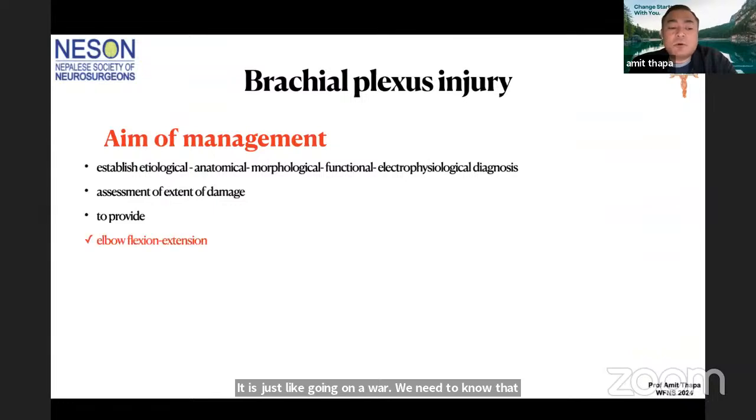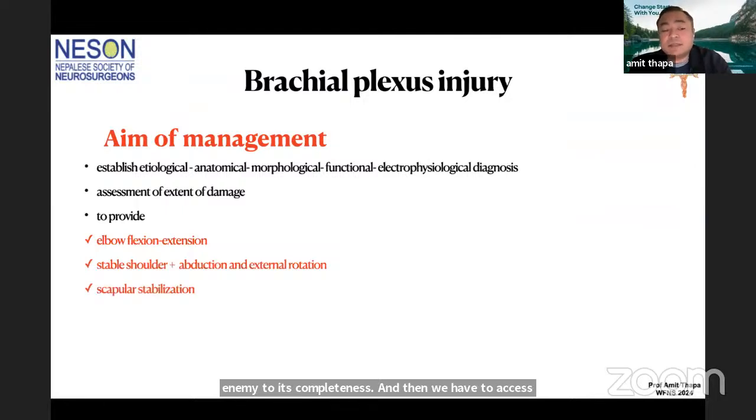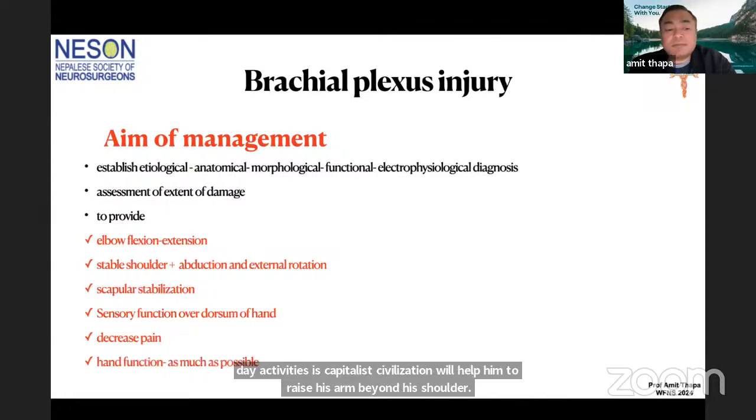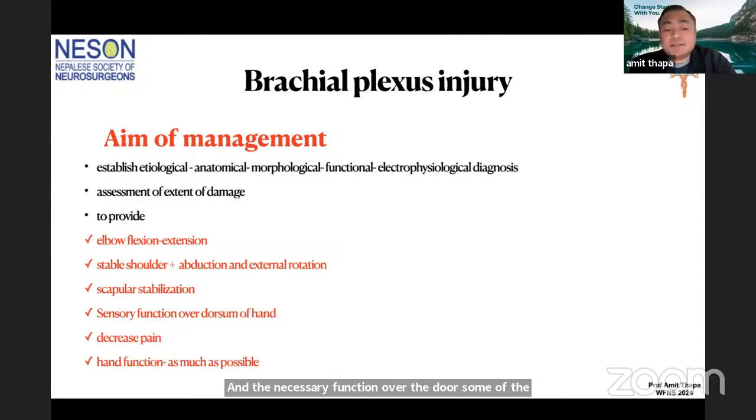And then the aim is to provide elbow flexion and extension, to stabilize the shoulder, and to provide abduction and external rotation, because that helps the patient in his day-to-day activities. Scapular stabilization will help him to raise his arm beyond his shoulder, and then essentially function over the dorsum of the hand, to decrease pain to the maximum, and restore hand function if it is possible.